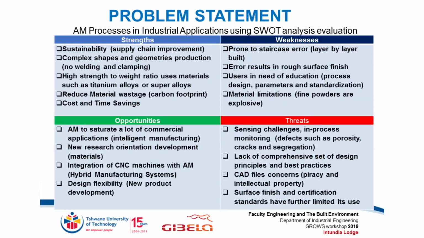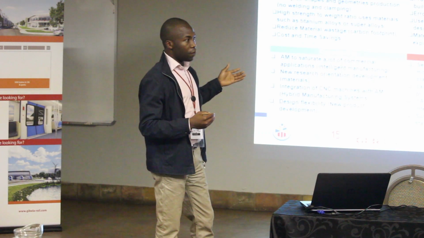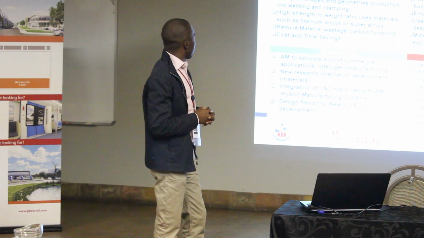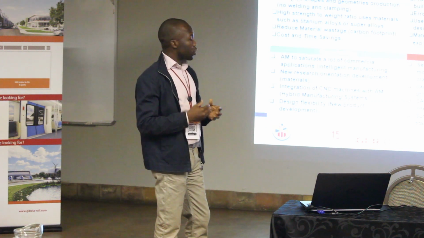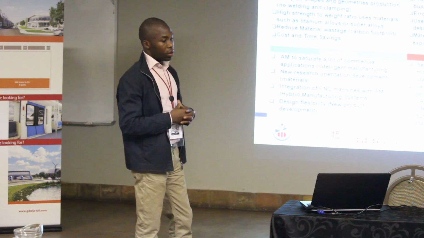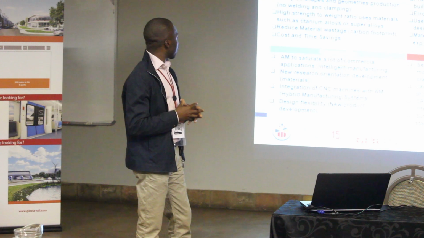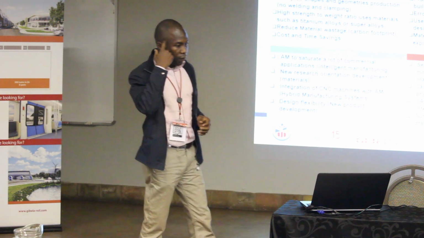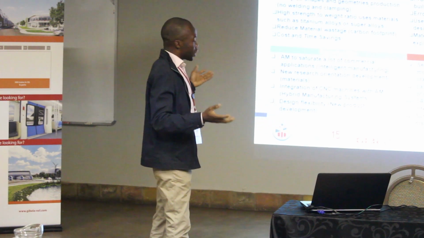From the strengths angle, it's a way for sustainability via limiting and improving the supply chain. We have complex shapes that are difficult to manufacture through the conventional way. They can be easily manufactured because there's no need for welding and clamping. There is a high strength to weight ratio, because of the materials in use in the additive manufacturing process. Mostly for aerospace in particular, there are titanium alloys. Those are the materials in consideration for aerospace. It reduces material wastage compared to the conventional way of manufacturing. Those are the strengths, and the cost and time savings.